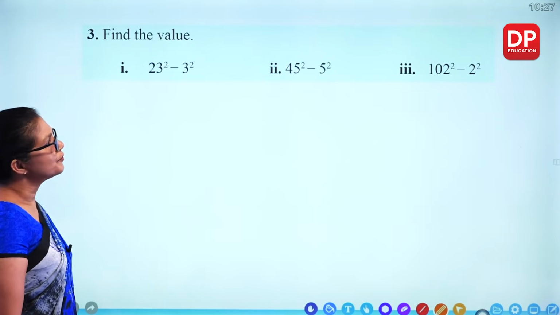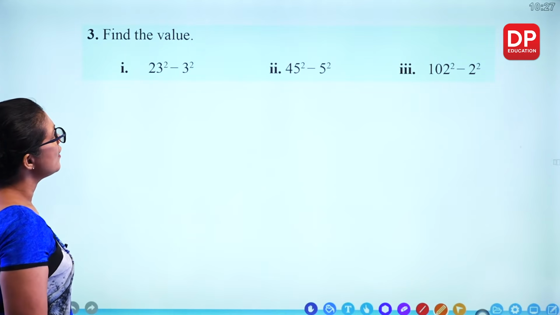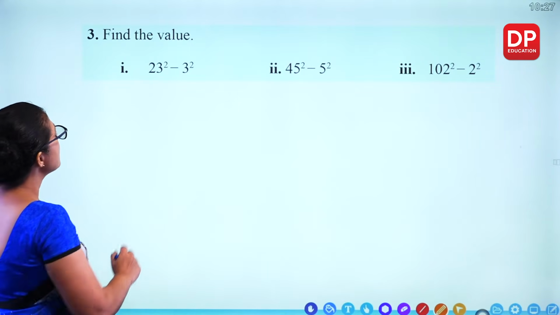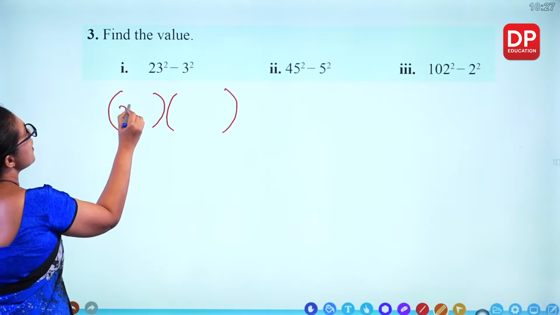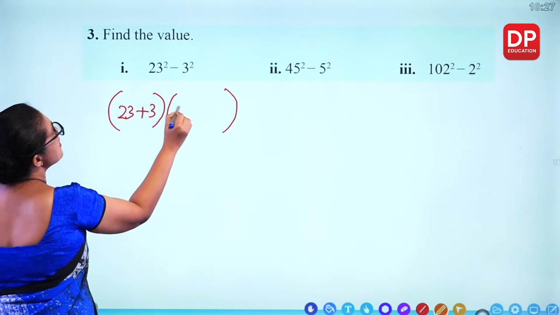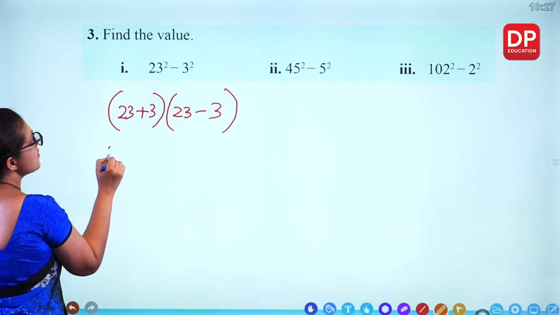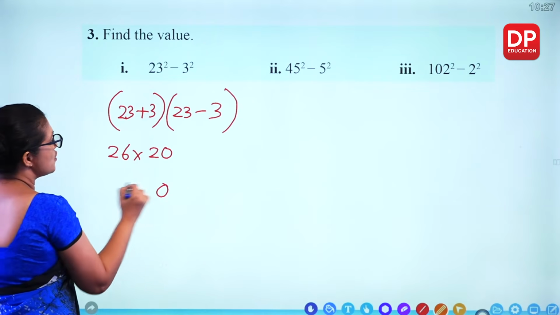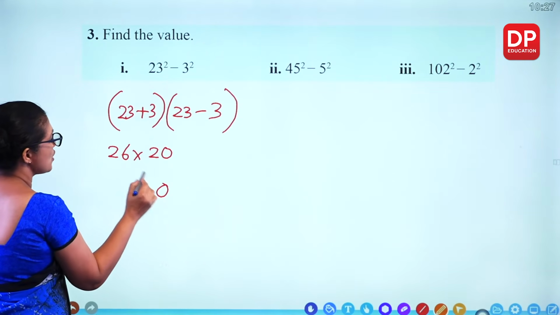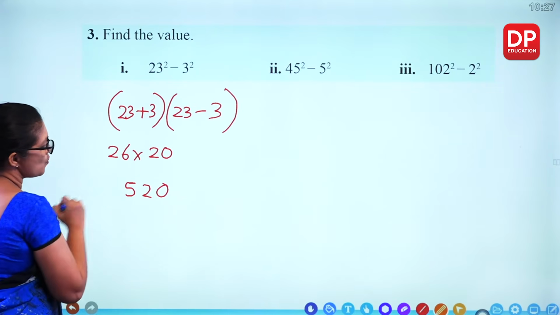Find the value. So we can use factorization to find these values because all these are square terms. So we'll apply the formula, the difference between two square terms. One is positive, one is negative. 23 plus 3, 26. Here you get 20. Put 0 and multiply by 2. 2 times 6, 12. 2 times 2, 4. Plus 1, 5.